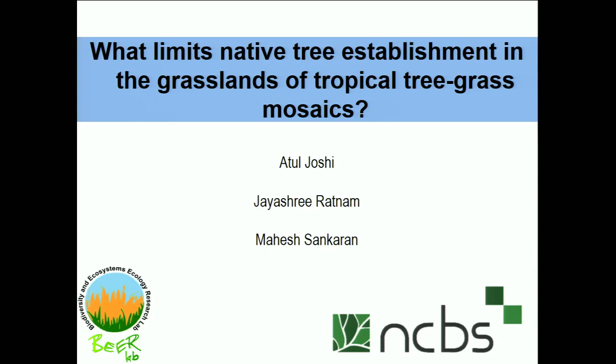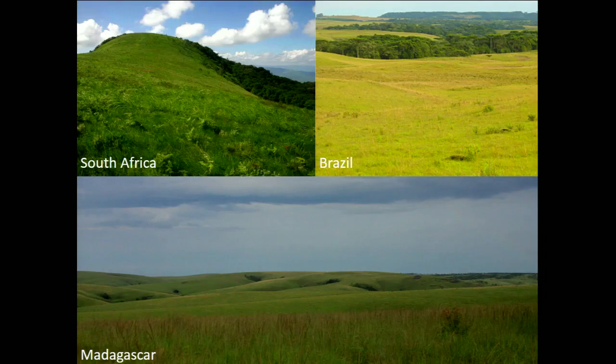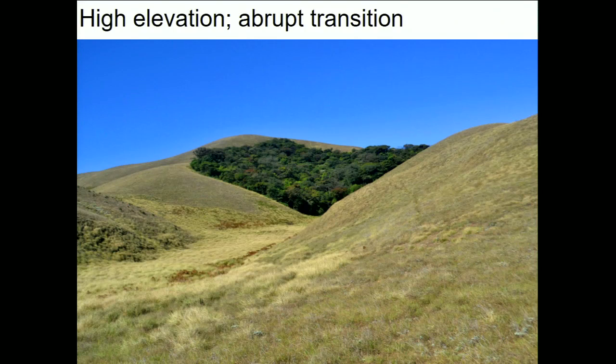Morning. I'm going to talk about the factors that maintain tropical forest grassland mosaics in the Western Ghats of India. So across the globe, we find few ecosystems where trees and grasses, two extreme plant communities, co-occur within the same landscape, and many times with abrupt transition between them. One such unique ecosystem does exist at the higher reaches of the Western Ghats biodiversity hotspot.